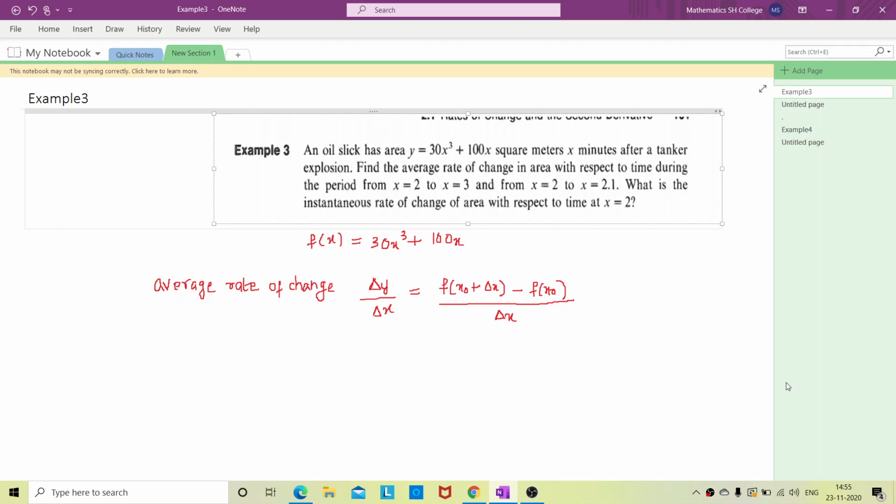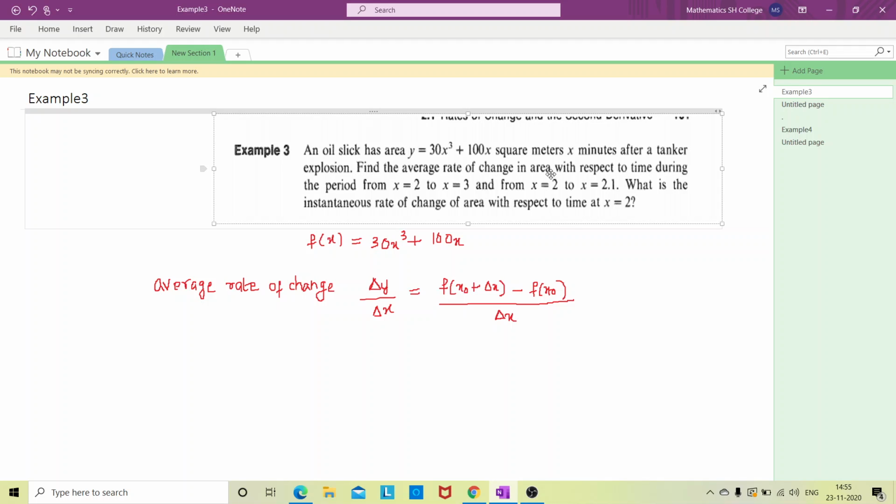So the problem is that an oil slick has area y equal to 30x cube plus 100x square meters, x minutes after a tanker explosion. Find the average rate of change in area with respect to time during the period from x equal to 2 to x equal to 3 and from x equal to 2 to x equal to 2.1. What is the instantaneous rate of change of area with respect to time at x equal to t?